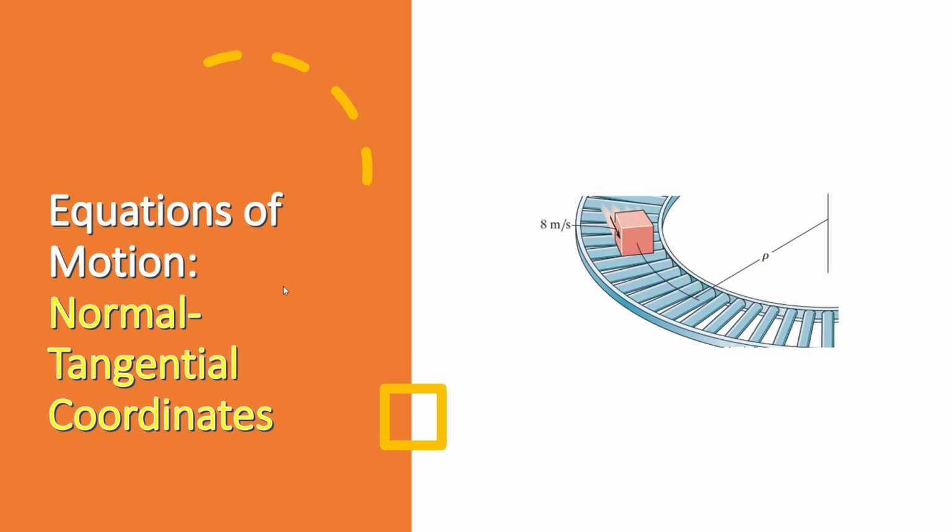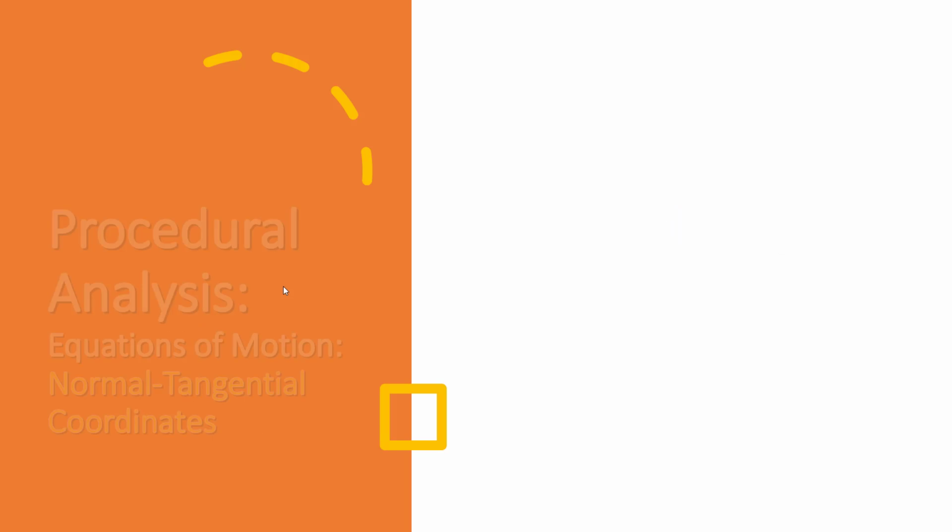Okay, welcome back again. Today, let's continue our discussion on equations of motion, but this time we have a different type of inertial frame of reference, which is the normal tangential coordinates, also known as the path coordinates. So before anything else, let's discuss the procedure in solving these kinds of problems.